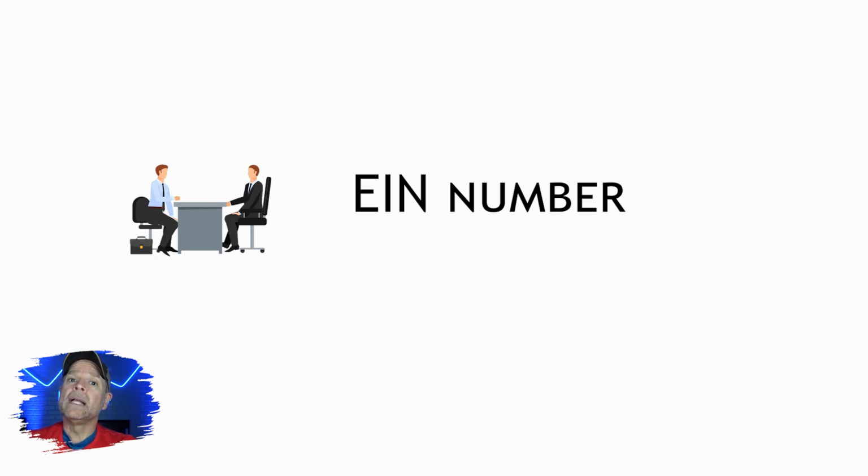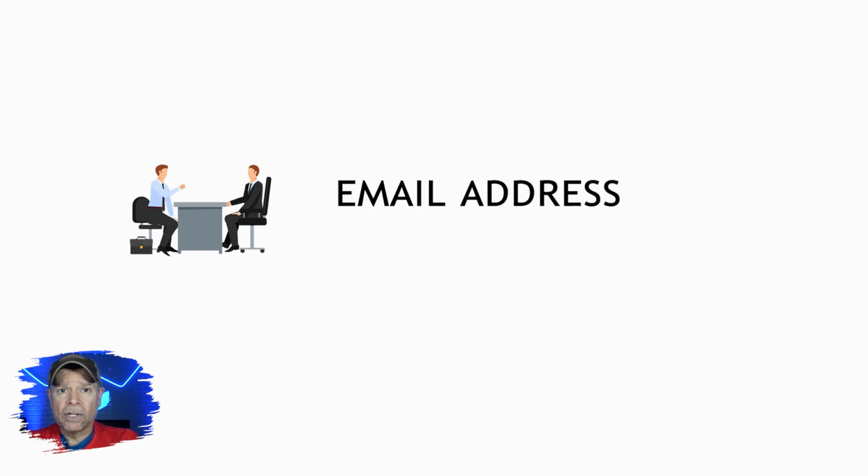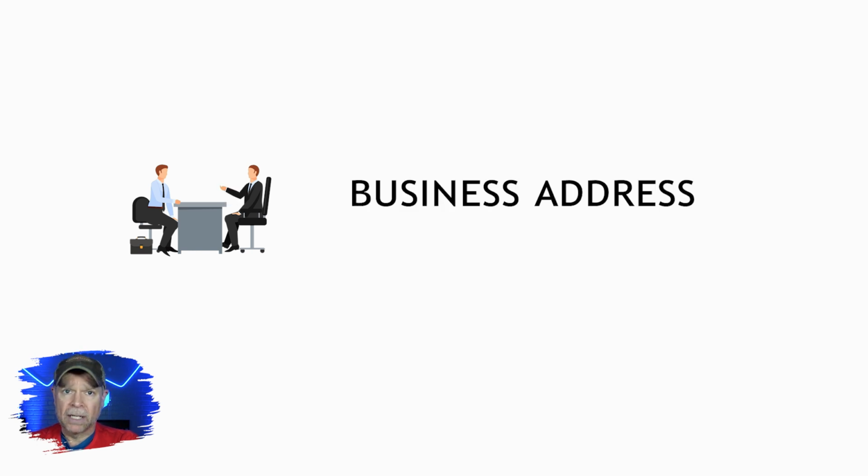You'll also want to get their business phone number, email address, and business address. Now, these will be used throughout the onboarding process, from setting up accounts to integrating communication channels. It's also essential for branding. You want all your outreach to be consistent and professional.